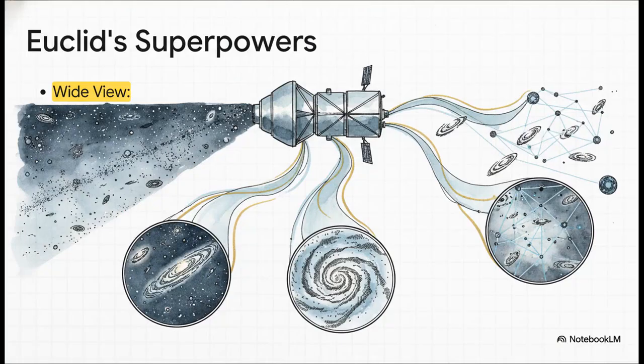So what makes Euclid so special? Well, it basically has 3 superpowers. First, a super wide view, so it can scan huge areas of the sky really fast. Second, incredibly sharp vision, so it can measure those tiny shape distortions with pinpoint accuracy. And third, a deep reach. It can measure how far away these galaxies are, which lets us build not just a flat 2D map, but a full 3D map of dark matter as it changes over cosmic time.